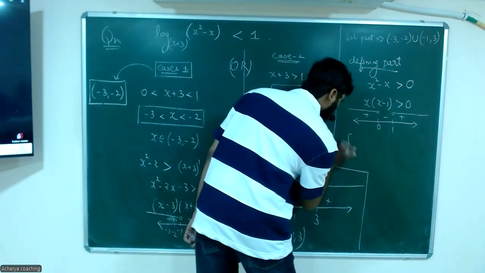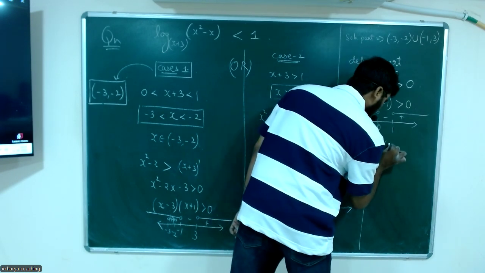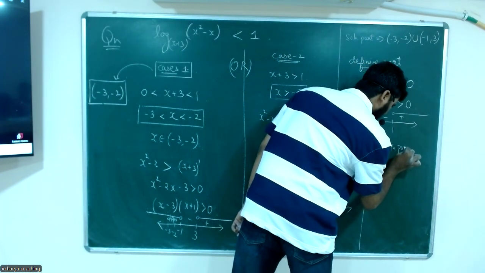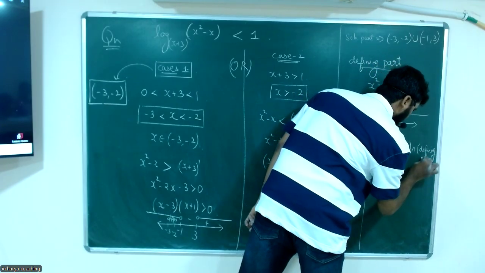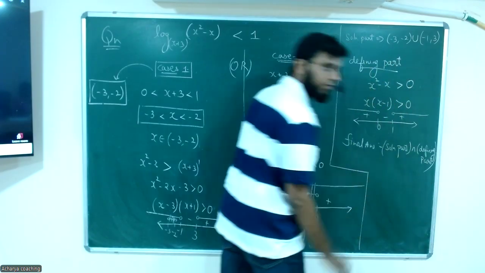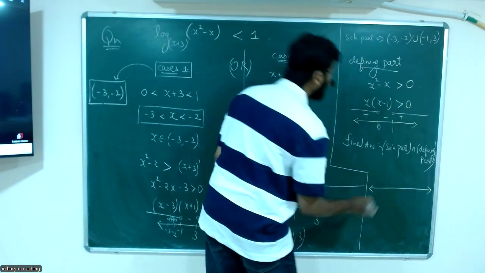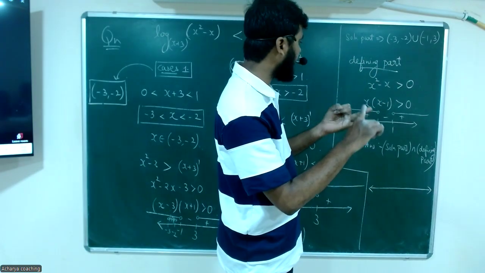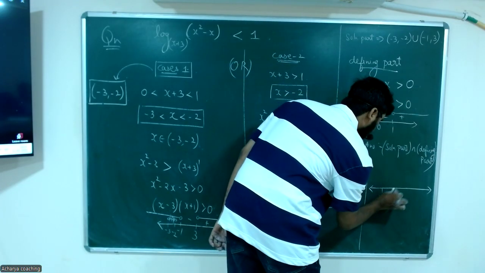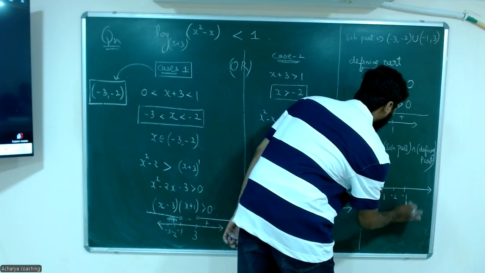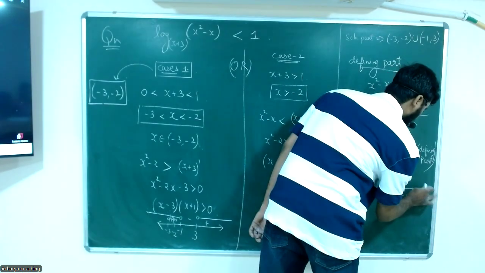What is the final answer? Final answer is nothing but the solution part intersection with defining part. Any doubt in this? So this is the solution part. So what are all the numbers involved? Minus 3, minus 2, minus 1, 0, 1, 3. I'll write minus 3, minus 2, minus 1, 0, 1, 3. Any doubt in this?